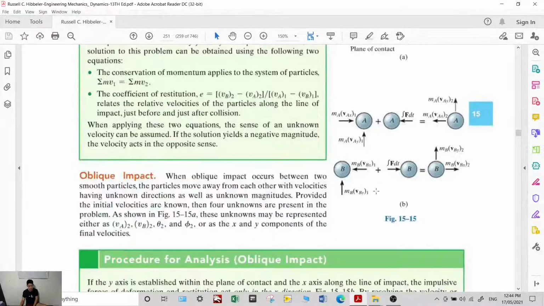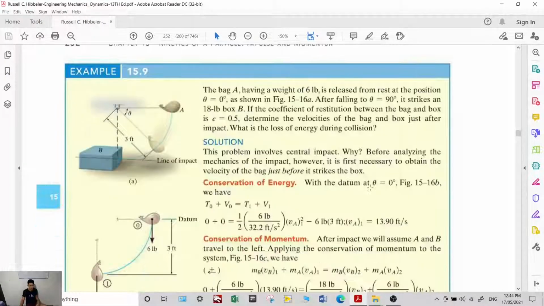Okay, so we will have an example. This one: you have a bag A having a weight of 6 pounds, released from rest at the position theta equal to 0 degrees. After falling from 90 degrees, it strikes an 18-pound box B. The coefficient of restitution between the bag and the box is 0.5. Determine the velocities of the bag and box just after impact. What is the loss of energy during collision?